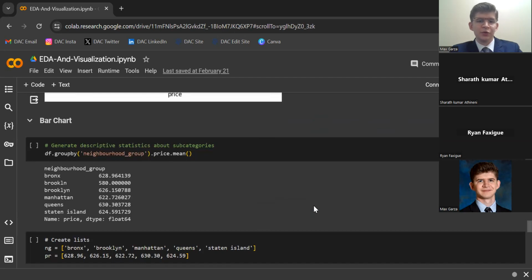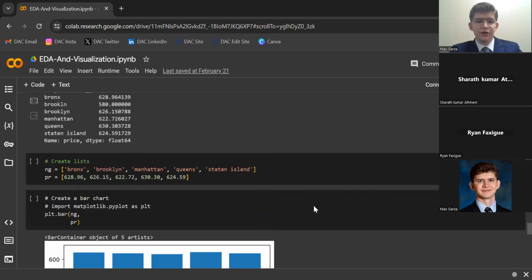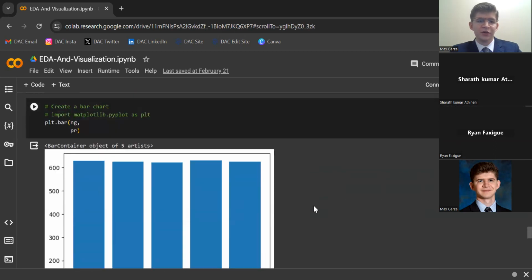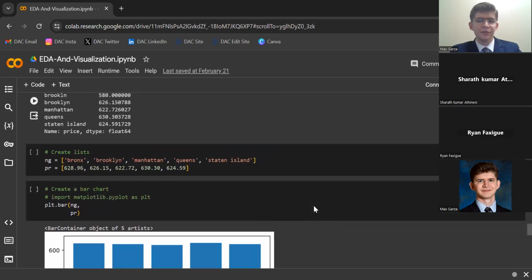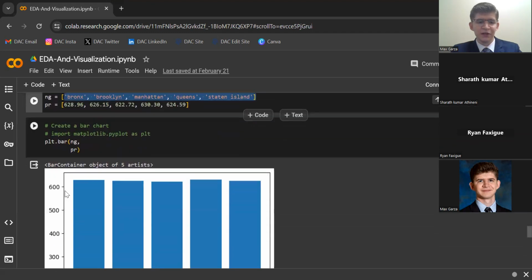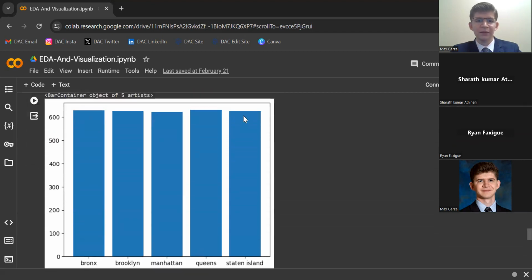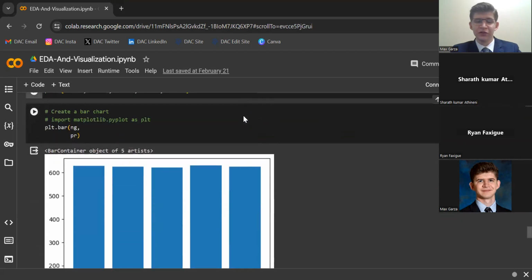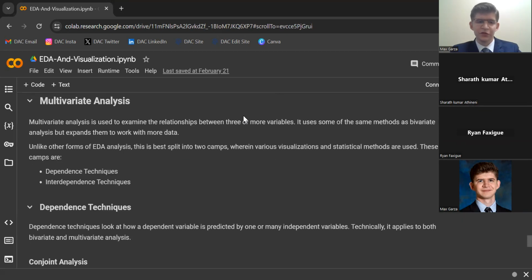And now you can also, of course, make bar charts. And here we're seeing pretty much the mean price for each of these different neighborhood groups. And as we look at this, we see that there's really not much of a difference at all, which we also validated with one of our statistical tests earlier. So that's pretty self-explanatory.